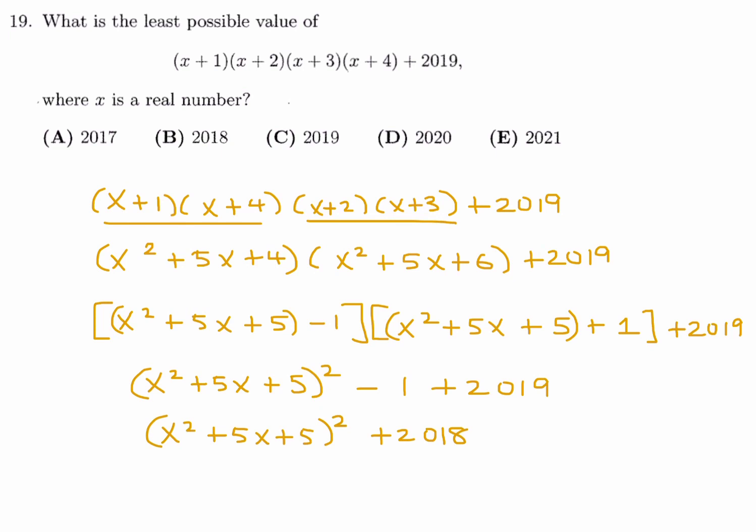Now I think it's a little bit easier. This, because it's squared here, is always going to be positive, or it could be 0. And this obviously is just 2018. So we want the least possible value of this whole thing. The least possible value occurs when this is equal to 0. And when it is, that whole expression will be equal to 2018. So number 19, the answer is B.